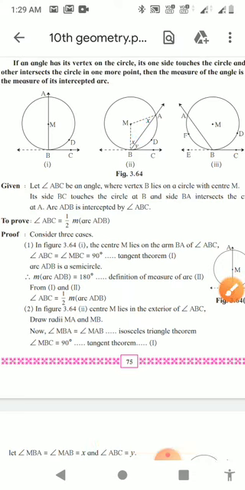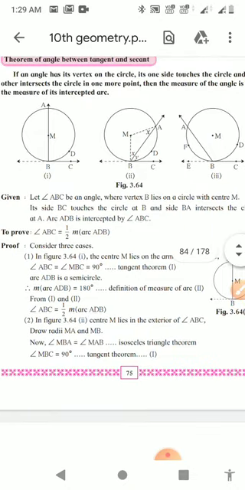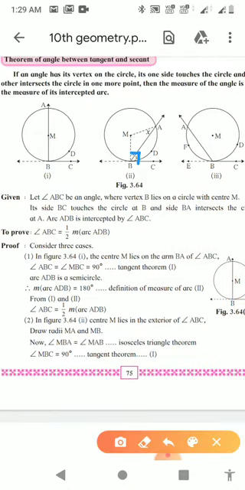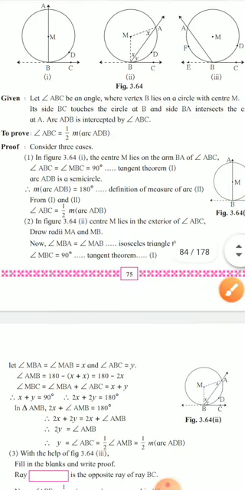Okay, now this angle is 90 degrees. I can write this angle MBC as 90 degrees, because according to the tangent theorem, if a tangent touches the circle, it will create a 90-degree angle at the radius, isn't it? So according to that tangent theorem, this angle MBC is 90 degrees.